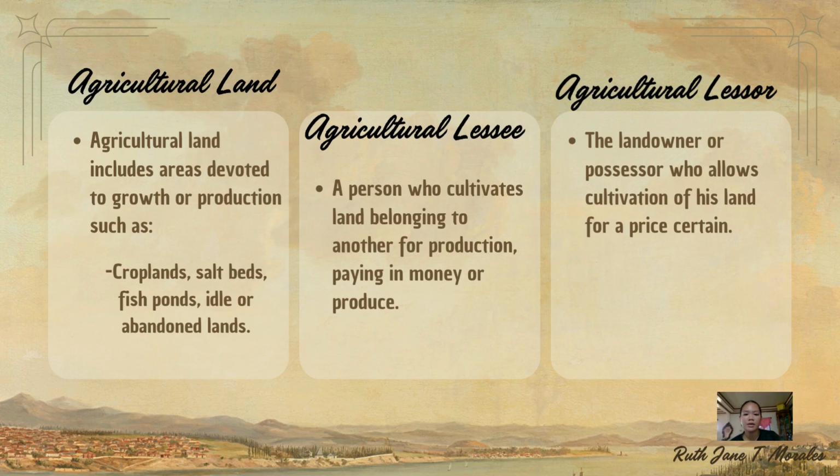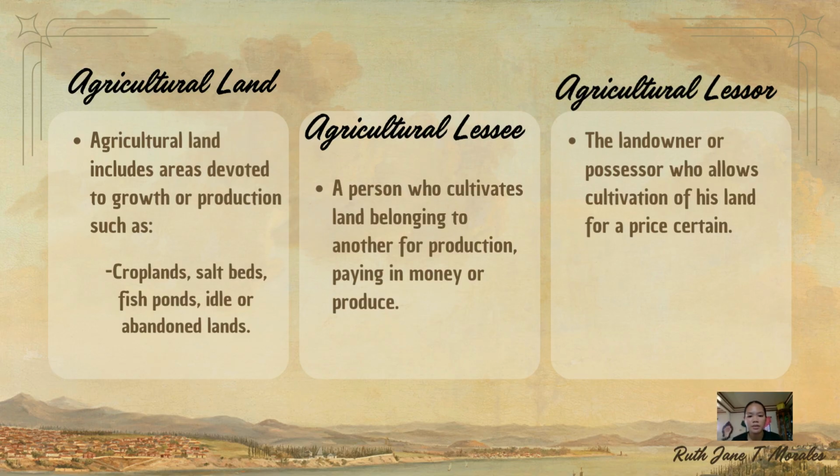So let's now define the meaning of agricultural land. Agricultural land refers to any land used for farming or raising crops. It's not limited to rice or corn fields. It can also include fish ponds, salt beds, or even abandoned lands that can still be used for planting. Basically, as long as the land is used for growing something, it's considered agricultural land.